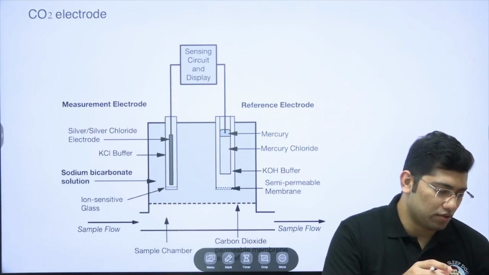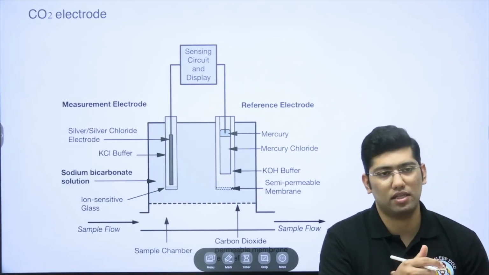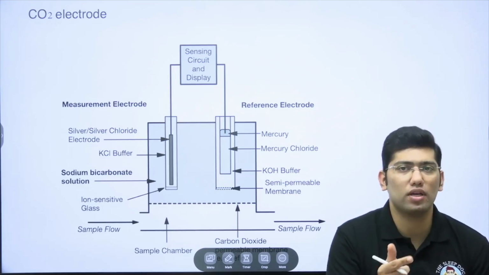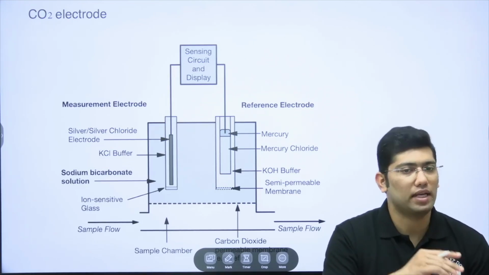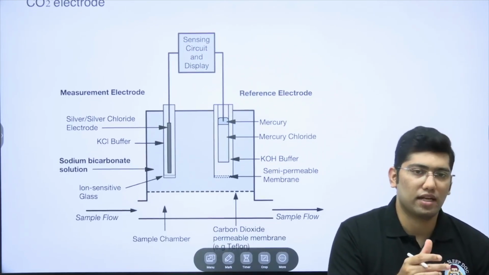So for carbon dioxide measurements, carbon dioxide usually is assessed in the intraoperative period using arterial blood gas analysis and also capnography. Capnography will be dealt with in a separate video. Here we are going to see just the carbon dioxide electrode.